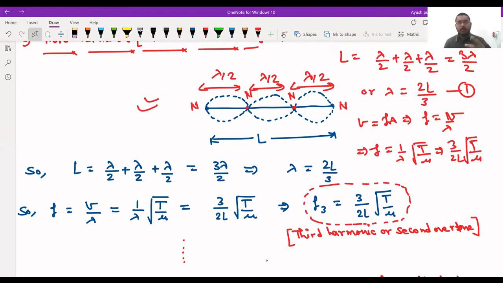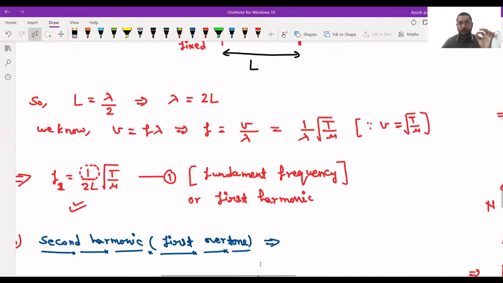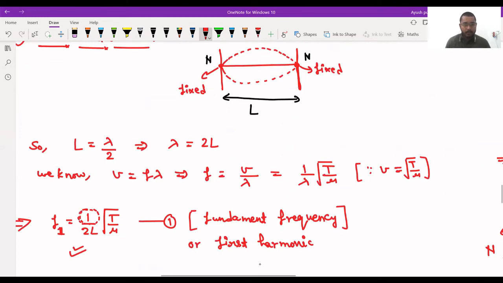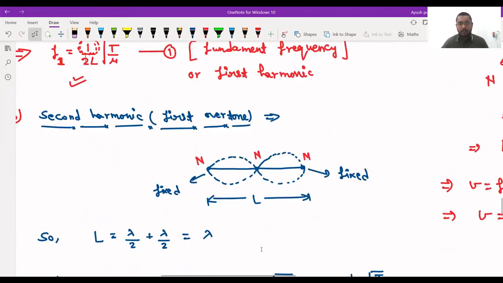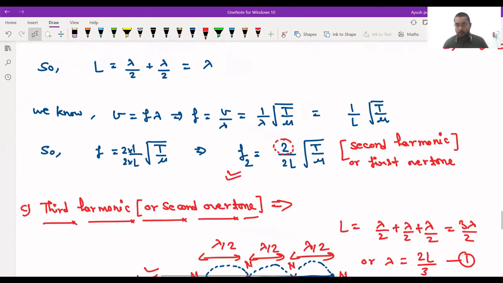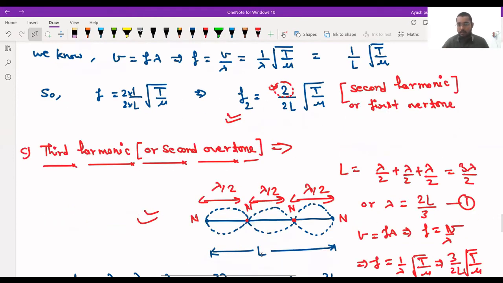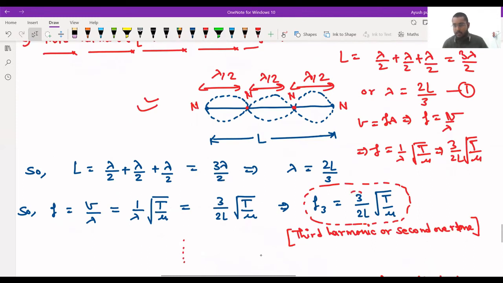Okay. Now again observe the pattern. In the fundamental mode, we were getting 1. In the first harmonic, we were getting 1; in the second harmonic, we were getting 2. In the third harmonic, we are getting 3. So now you can observe all the other terms are the same. 2L in the denominator is present in every mode. Root T upon mu is also present in every mode. But what is changing? The number that is present in the numerator.